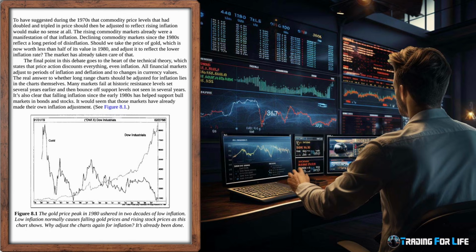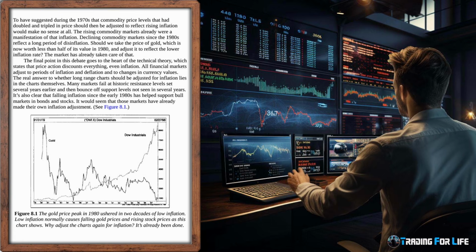To have suggested during the 1970s that commodity price levels that had doubled and tripled in price should then be adjusted to reflect rising inflation would make no sense at all. The rising commodity markets already were a manifestation of that inflation. Declining commodity markets since the 1980s reflect a long period of disinflation. Should we take the price of gold, which is now worth less than half of its value in 1980, and adjust it to reflect the lower inflation rate? The market has already taken care of that.